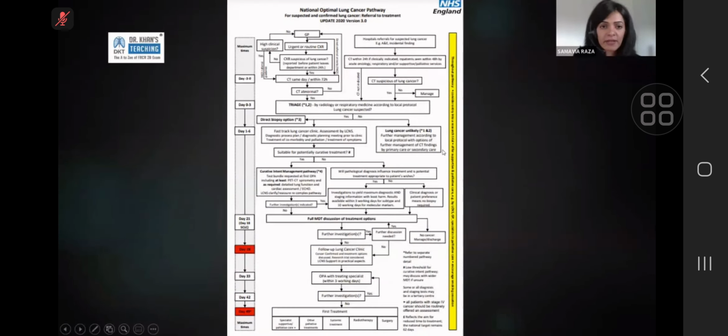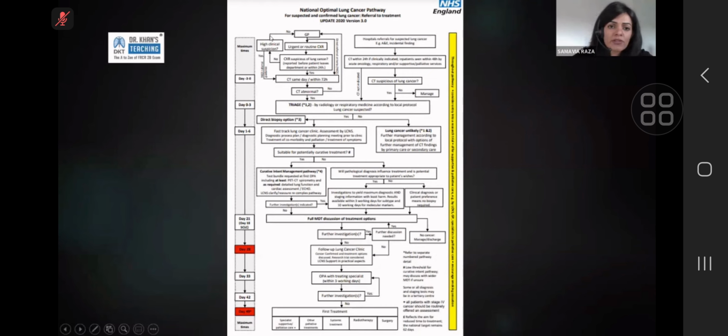It's slightly complex, but I will ask you to focus on the first 3 days of the optimal lung cancer pathway. It was updated in 2020, and this was due to COVID. You may or may not know that COVID caused a lot of delay in lung cancer presentation, because a lot of patients sat at home thinking they had COVID when they actually had lung cancer, because some of the symptoms can mimic one or the other.